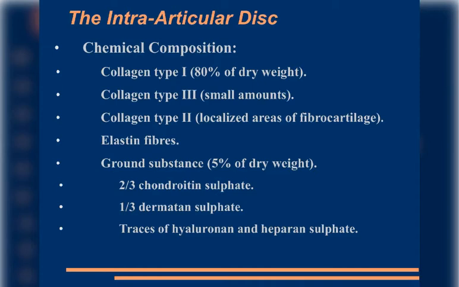We have also collagen type 3, but it's in small amounts. We have collagen type 2 in localized areas of fibrocartilage. So sometimes we find fibrocartilage inside the articular disc. That's why we find collagen type 2, because it's well known that collagen type 2 is the cartilage collagen. Wherever you find collagen type 2, it means there is cartilage.